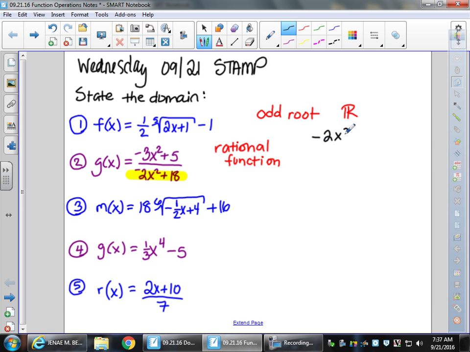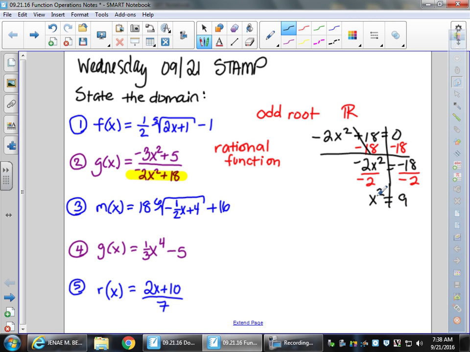Good job. So we have negative 2x squared plus 18 equals 0. What do I do? Divide by negative 2. Make sure we leave x squared out of it. Just dividing by negative 2. I get x squared equals 9.